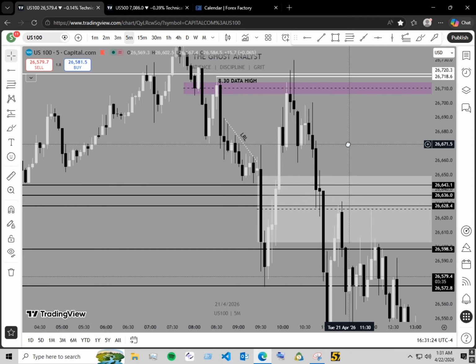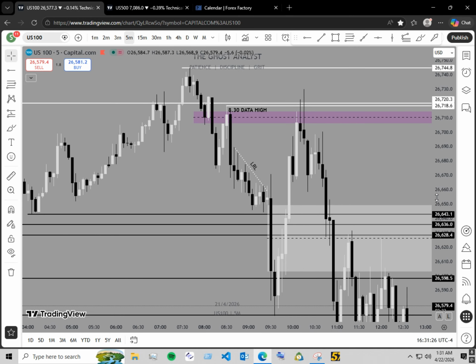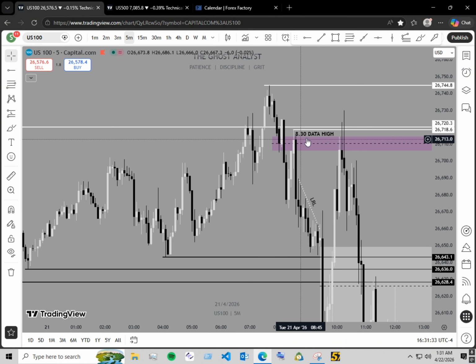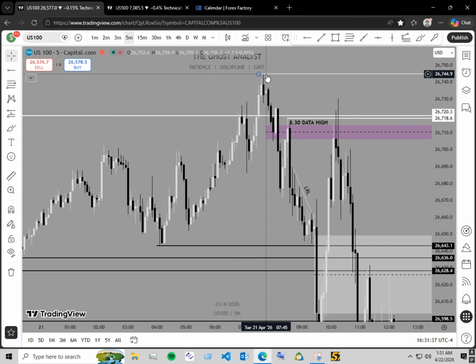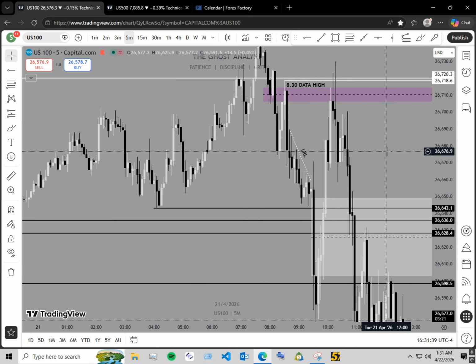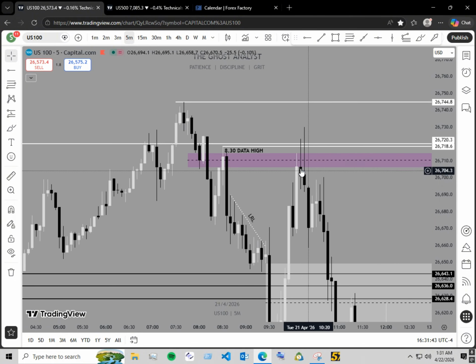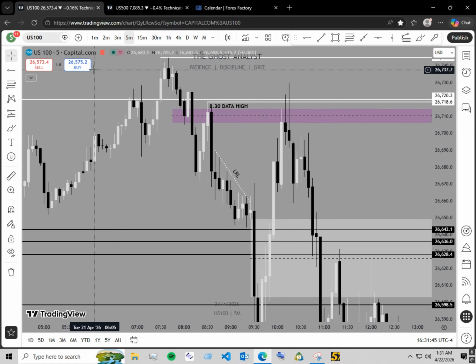Now, what were my draws on liquidity to the upside? I had this low resistance liquidity, and I had these data highs, 8:30 data highs. These were news highs. Plus I had all-time highs above. Obviously, I would not target these, but these data highs were there. Now what happens? You see, we take out these highs, but let me break down my trade.